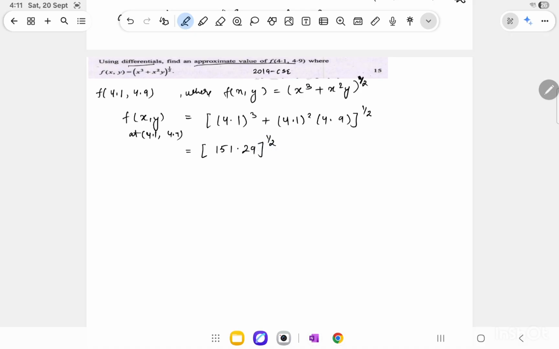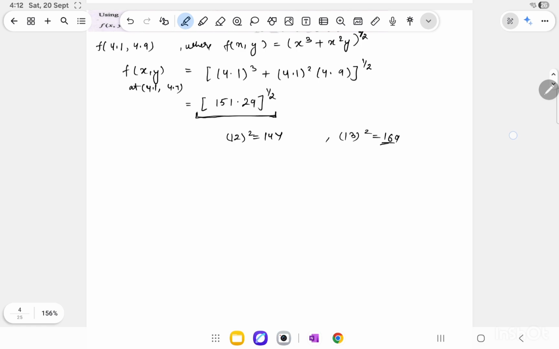So this is the value. Now we need to approximate this value using the differential method. Can you observe that the square root of 151.29 lies between 12 and 13? 12 squared is 144 and 13 squared is 169. So this value will be somewhere between 12 and 13. Now we are supposed to find out what that value will be.